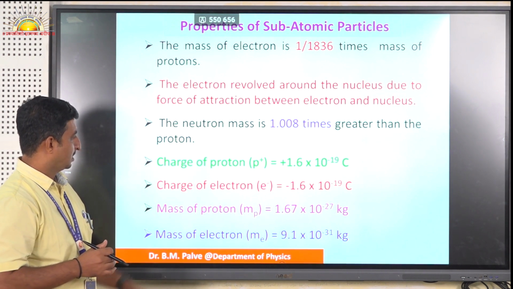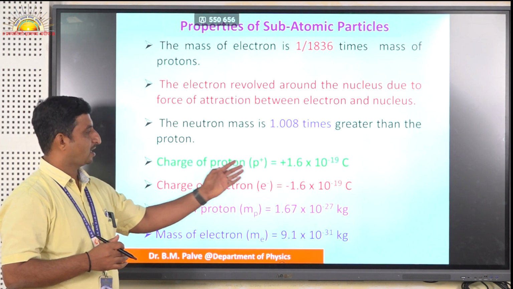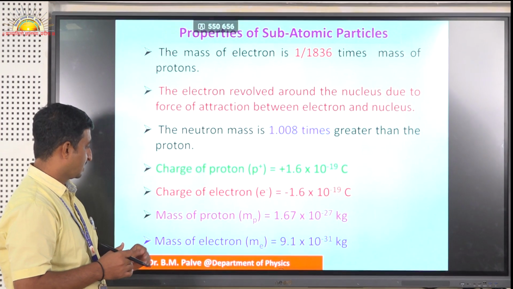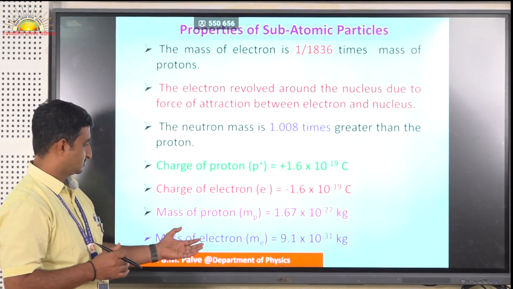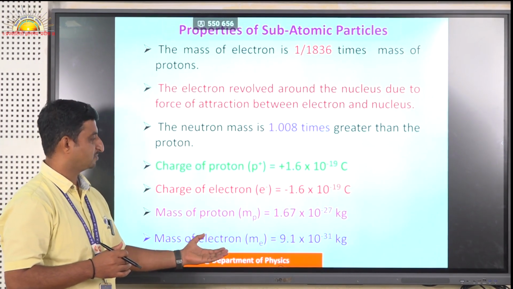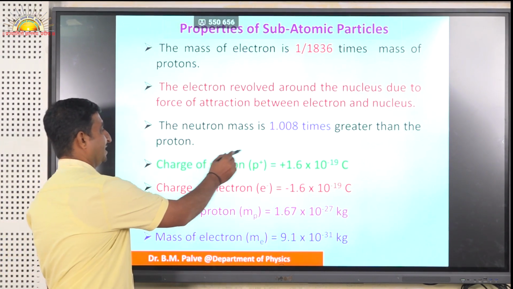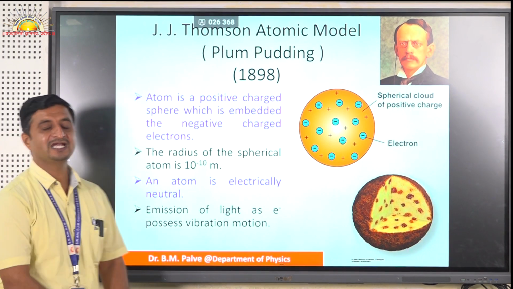proton. The charge of the proton and the charge of the electron are the same, 1.6 × 10^-19 coulomb. The mass of the proton is very much larger than the mass of the electron, 1.67 × 10^-27 kg. In 1898, the scientist J.J.